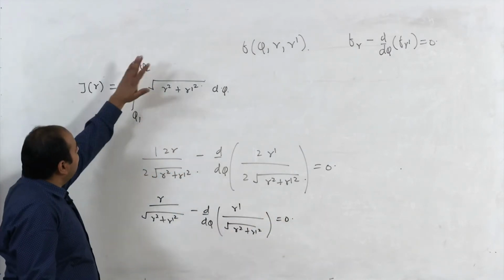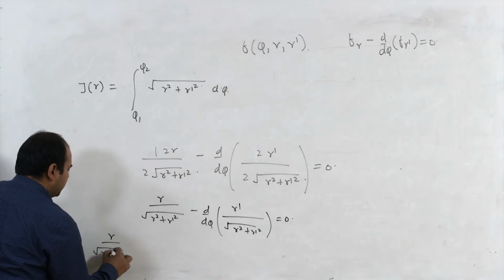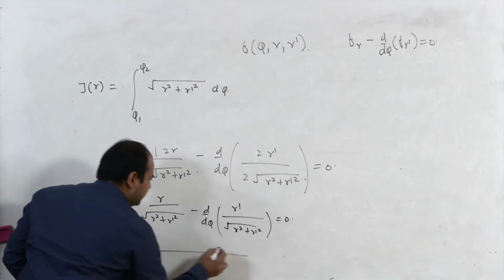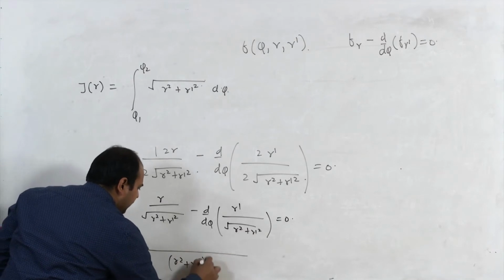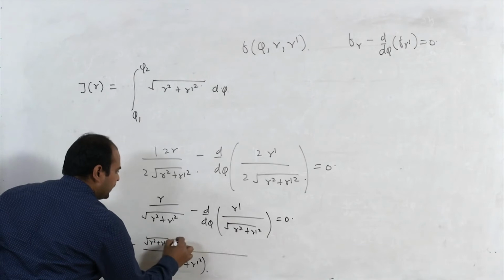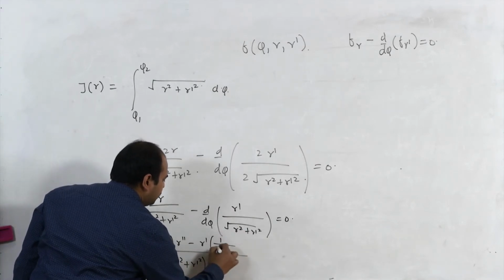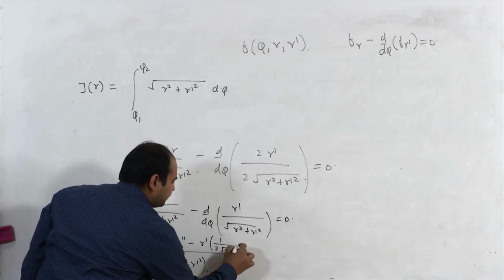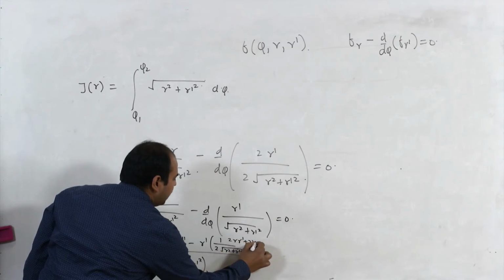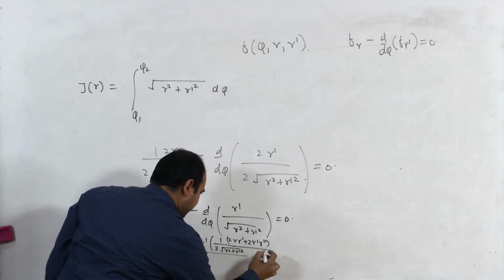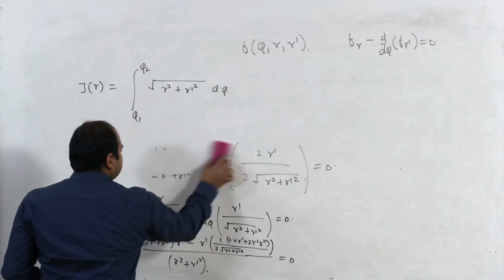To find the extremizing curve for this functional, we need to solve this equation, which is r upon the square root of r square plus r dash square minus the derivative of this. To find the derivative we use the formula for the derivative of f by g. Here we have the square root of r square plus r dash square, times the derivative of r dash, that is r double dash, minus r dash times the derivative of the square root, that is 1 upon 2 square root of r square plus r dash square, times the derivative of the inside, that is 2 r dash plus 2 r dash r double dash. We are writing that here, and that is equal to 0. So let us simplify this.